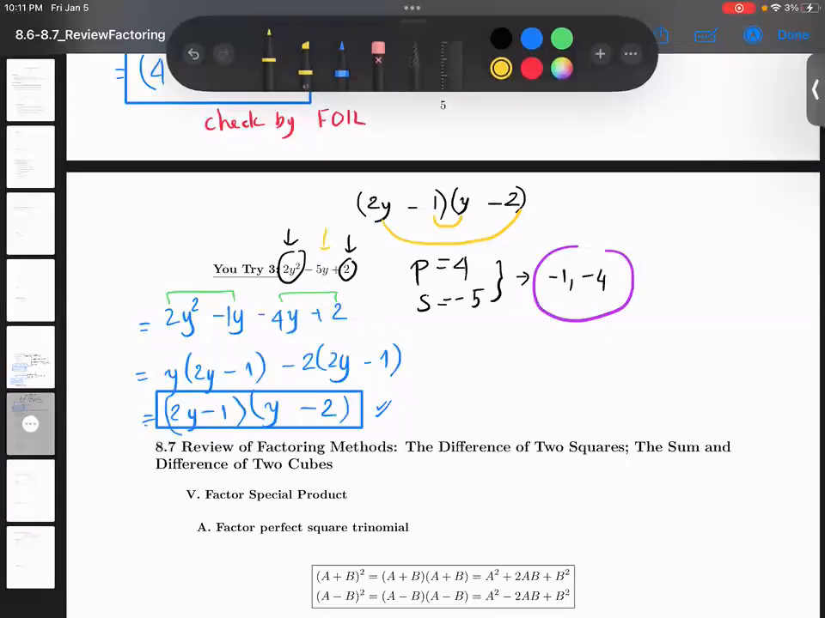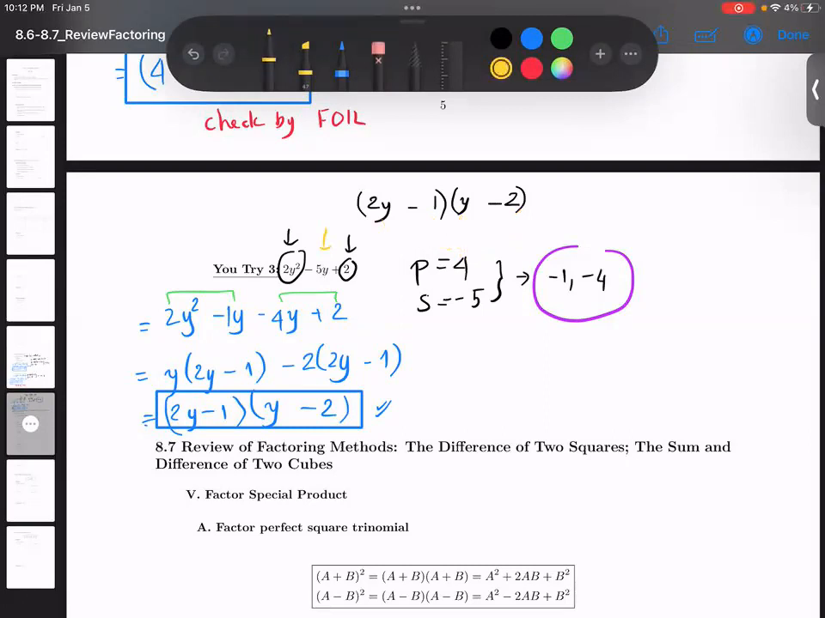Does it come out to -5y? Right? So we're going to check the inner and the outer. Remember FOIL, right? Inner and outer will be for the middle term. So I got -y here. The -1 times y is -y, and 2y times -2 is -4y. Yay! If you add them together, it'll be -5y. So it works. It works.